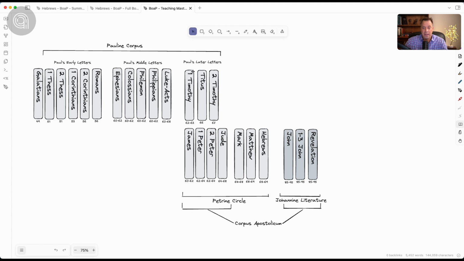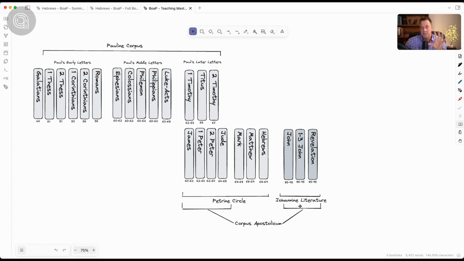authors in the New Testament. So the Pauline letters, that is Paul. He has early letters, middle and later letters. And then we have the Corpus Apostolicum. Now that makes up most of Peter's letters and all of John's letters. But if you take those two and split them, there's the Johannine literature, which is John's literature, John, 1st, 2nd, and 3rd John, and then Revelation. Those are pretty straightforward, those 2 sections.